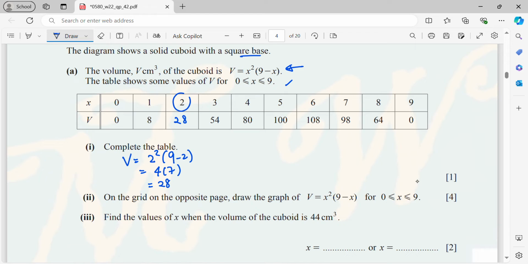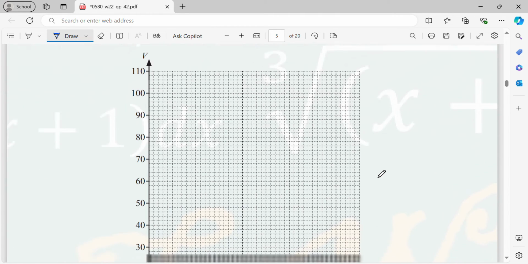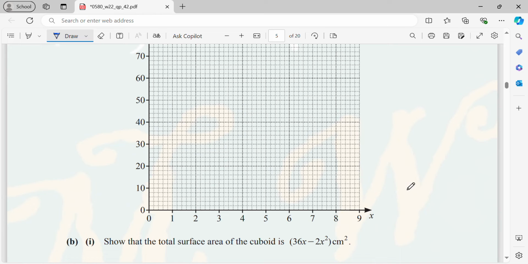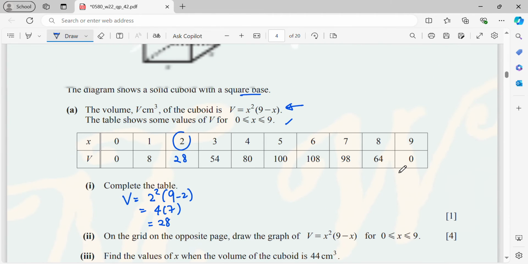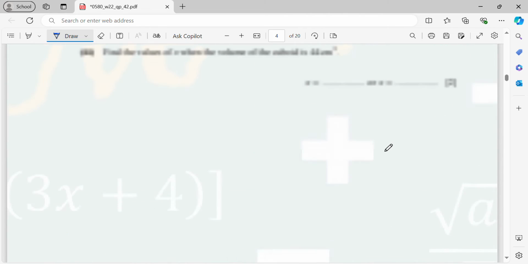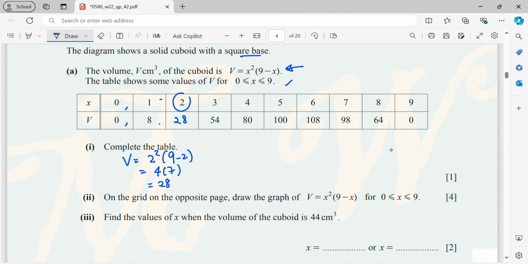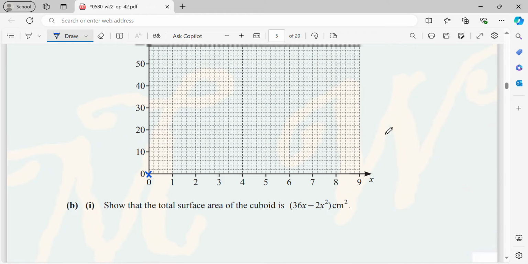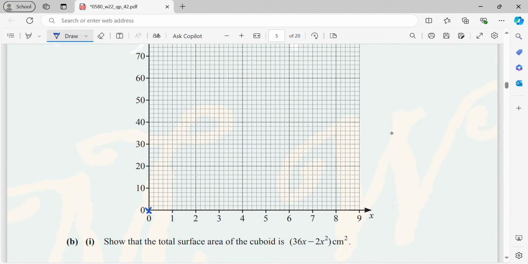Now part 2, on the grid on the opposite page, draw the graph for x between 0 and 9. Okay, so now on the next page here, the x and y axis already labeled. We just need to plot the points. So at first 0, 0. Okay, after that, when x is 1, v is 8. So look at here. There are 5 squares. So 10 divided by 5. That means each square represents 2 units.